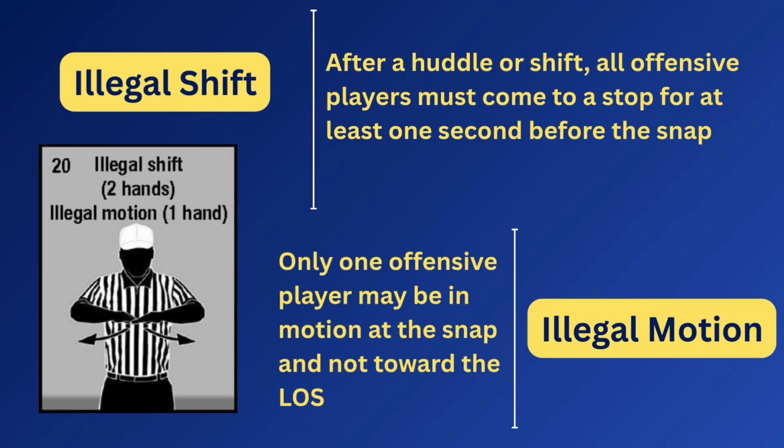Now, once all 7 players have come to a stop for at least 1 second, the offense can have one player go in motion and stay in motion at the snap, as long as that player is not moving toward the line of scrimmage when the snap occurs. Okay. So those would be an illegal shift if we have multiple players moving at the snap or not everybody gets set, or an illegal motion if we have a player in motion that's moving forward when the snap occurs. Again, if you have more questions about this, I would check out our pre-snap video on the High School Ref YouTube channel.